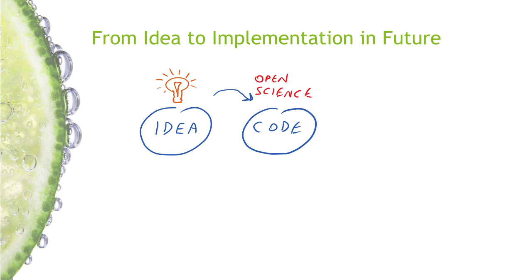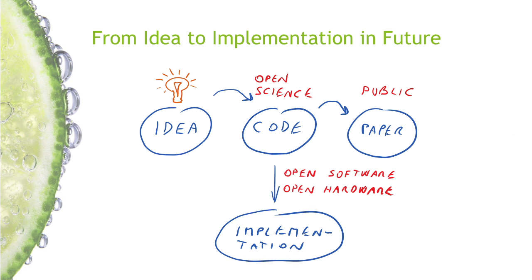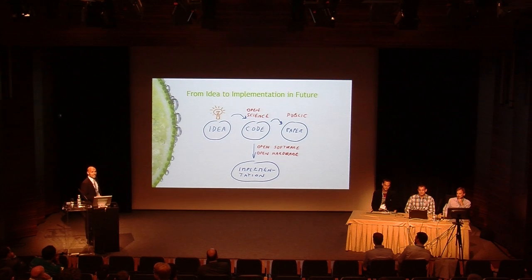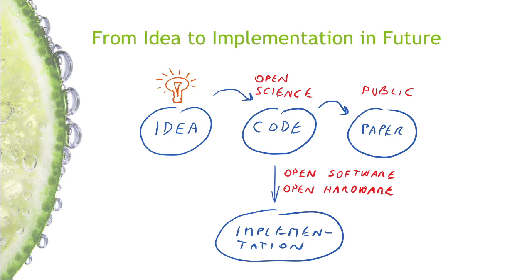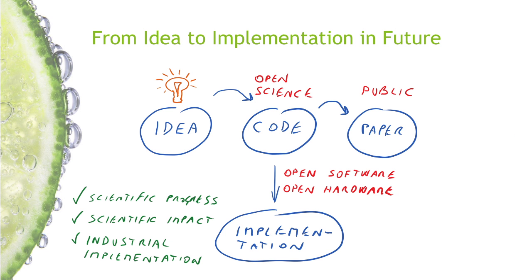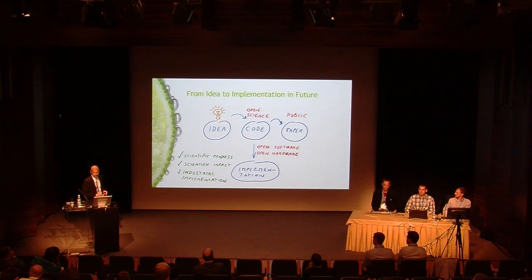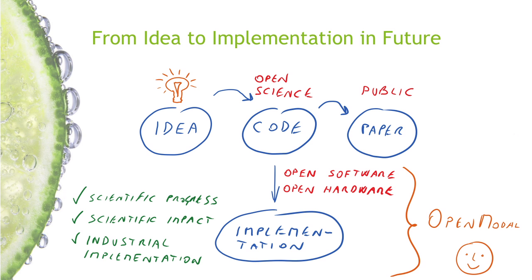Imagine this framework. You have your idea. You do open science. You publish the ideas. But you have an open software and open hardware framework where you would be able to directly implement your ideas into this framework. If you would have available that framework today, what you could expect? Because you would have a faster way to direct implementation, and the code and everything is public, you could expect that you would have greater scientific impact, and you actually have the possibility to have industrial implementation. And OpenModal is about creating such a framework.